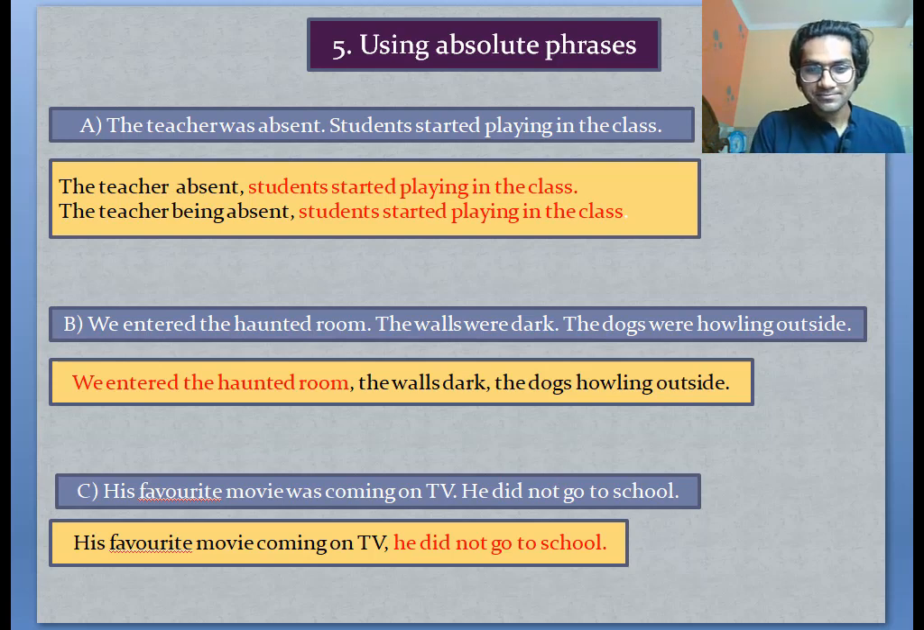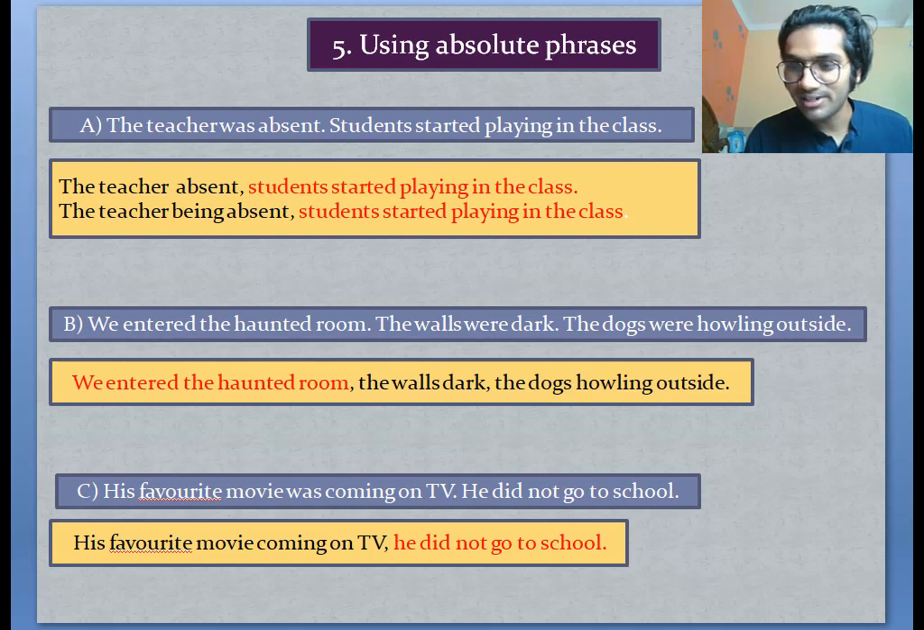Okay? Third example. His favorite movie was coming on TV. He did not go to school. His favorite movie coming on TV. His favorite movie, noun phrase, coming on TV. This is a participial phrase modifying the subject, his favorite movie. His favorite movie coming on TV, he did not go to school. This absolute phrase is a cause why the second action happened, why the main clause, the independent clause, happened. His favorite movie coming on TV, giving us a cause. He did not go to his school. Simple. That's why I love these phrases.